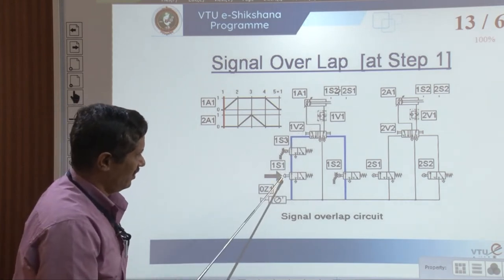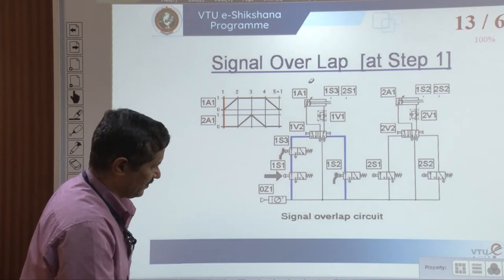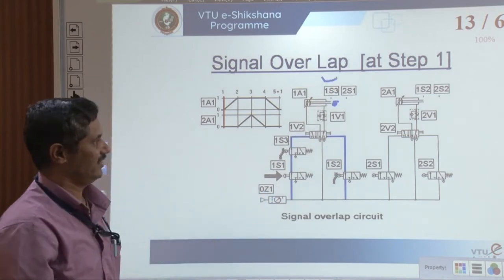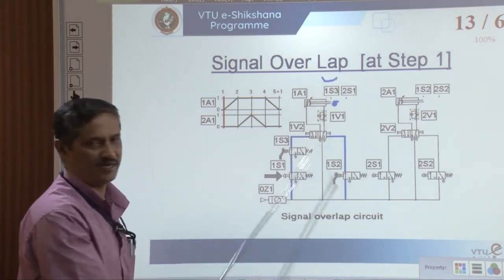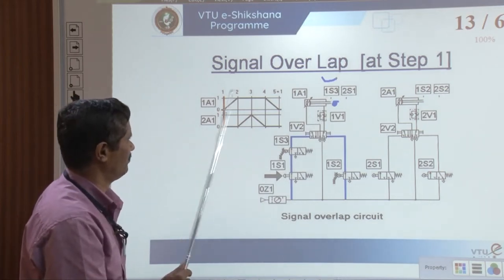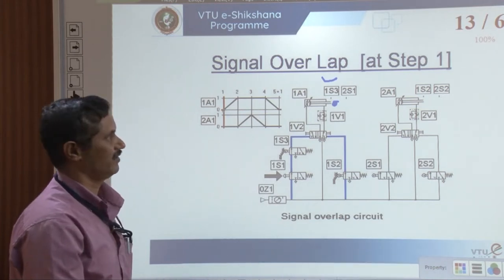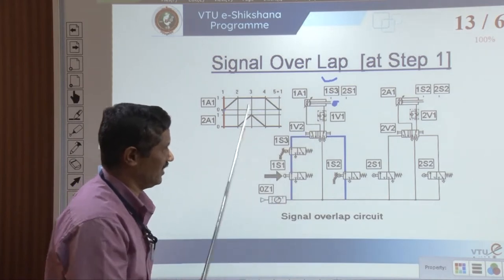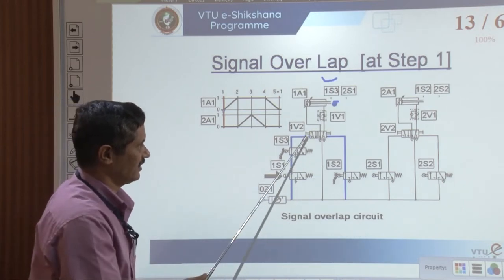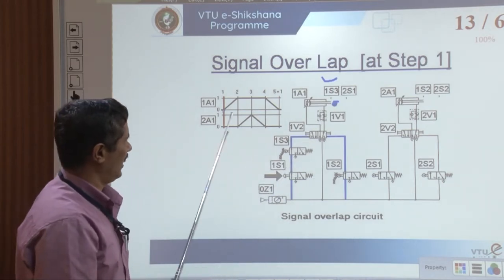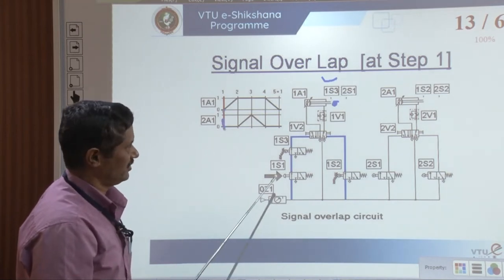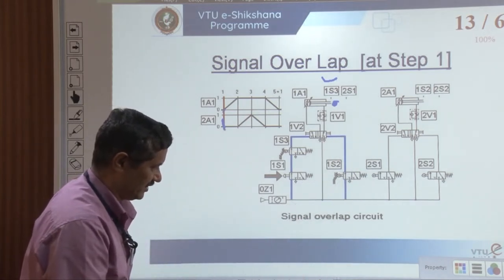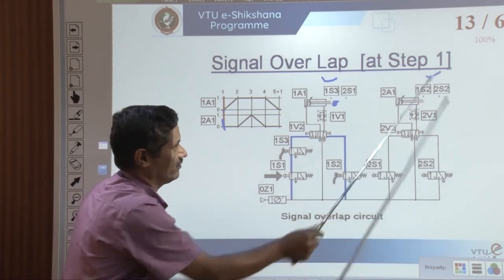In this condition, the cylinder is already at its back position, that is 1S3. 1S3 is pressed because initially the cylinder is at the back, at this point. So 1S3 is pressed, which means you are giving a signal to the valve on this side. And the other condition here is 1S2. Observe where 1S2 is. 1S2 is here.